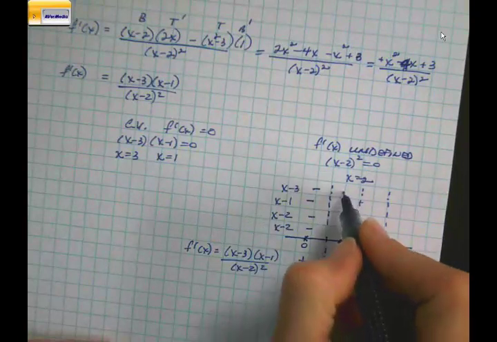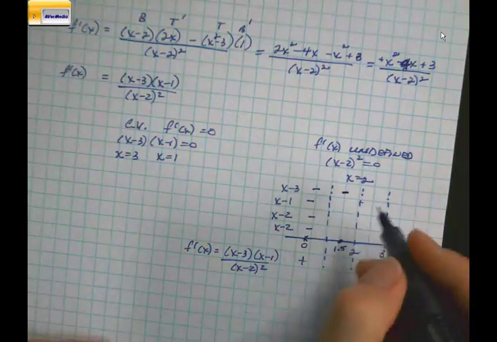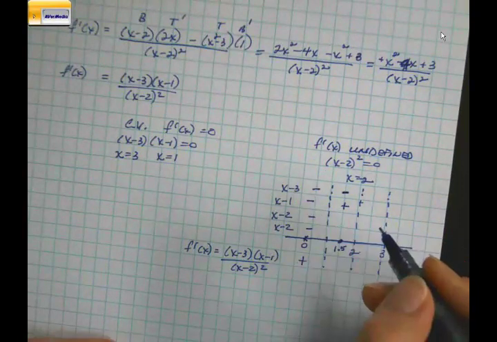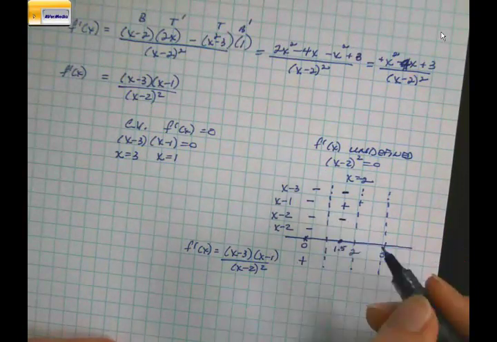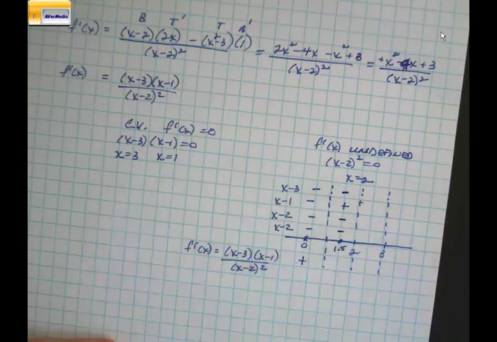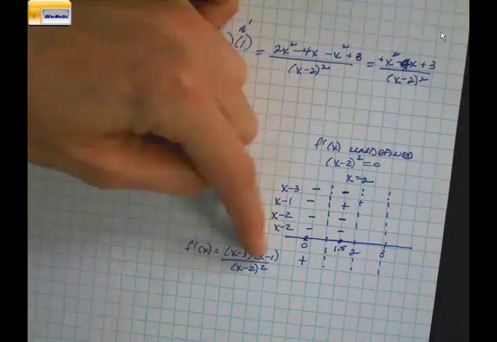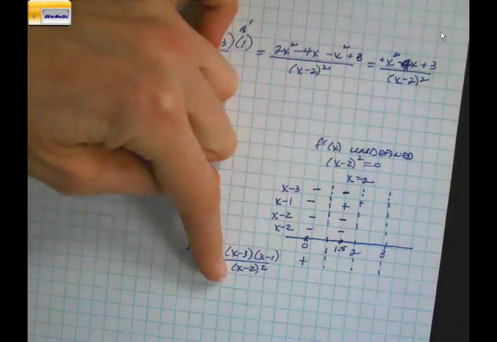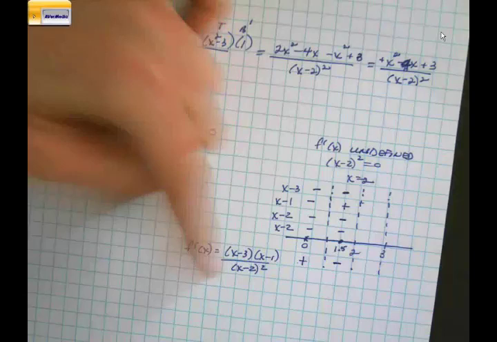1.5 minus 3 is a negative 1.5, which is negative. 1.5 minus 1 is a positive 0.5, which is positive. 1.5 minus 2 is a negative, and 1.5 minus 2 is a negative. So now you have a negative times a positive on the top, and a negative times a negative on the bottom. A negative result.